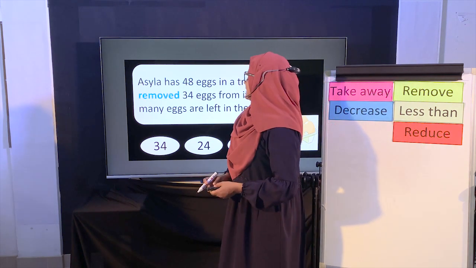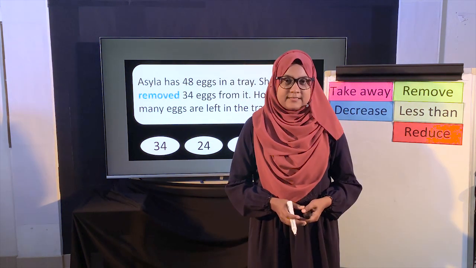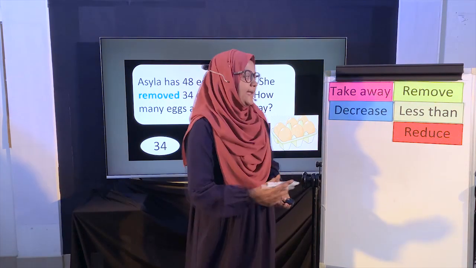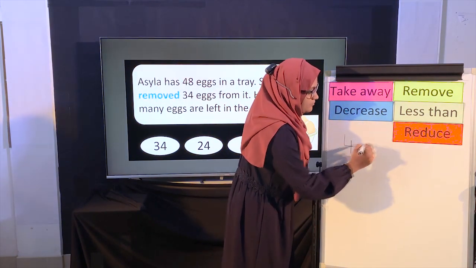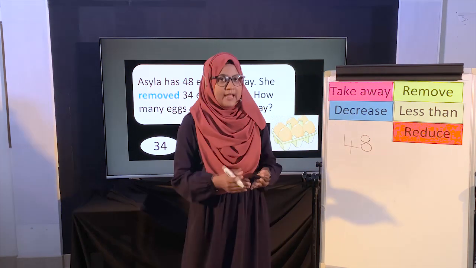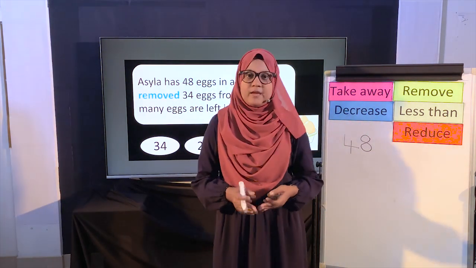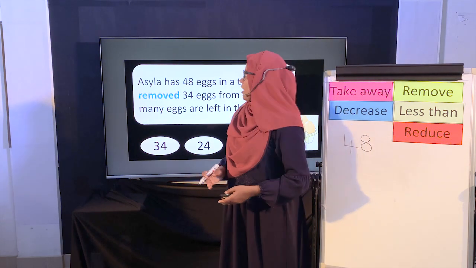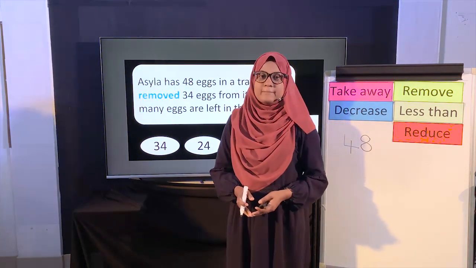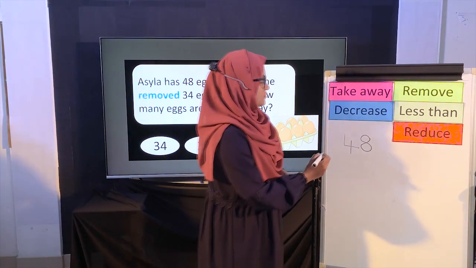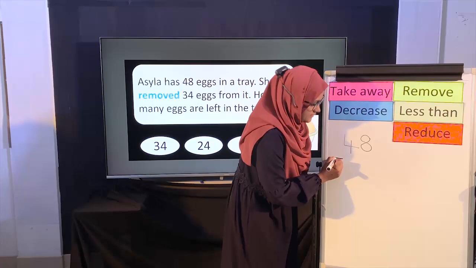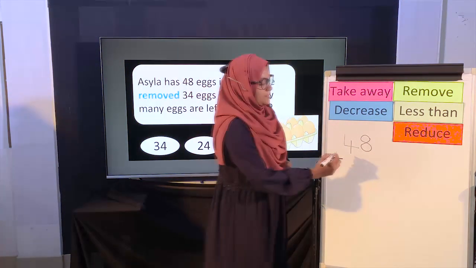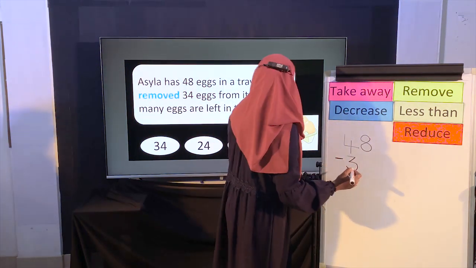So in the question it says, Asila has 48 eggs. So how many eggs were there in total? Yes, 48. So first of all we have to write 48 because she had 48 eggs altogether. And always we have to write the total number first. Then how many eggs were removed? 34 eggs. So we have to write a subtraction sign because we know this is a subtraction problem. Then we write 34.